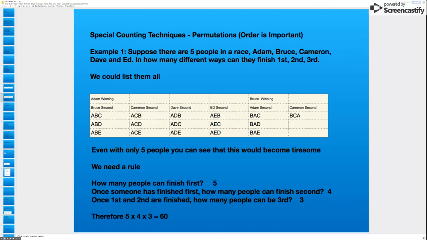So even with only 5 people, it can become very tiresome very, very quickly. So we need a rule. And again, it's like the number plate example. How many different people can finish first? 5. So once someone has finished first, how many people can finish second? 4. And once first and second are finished, how many people can come third? 3. So really, how did we get 60? 5 times 4 times 3.